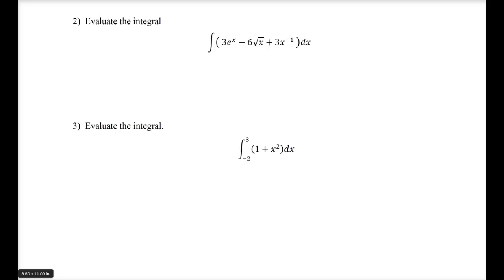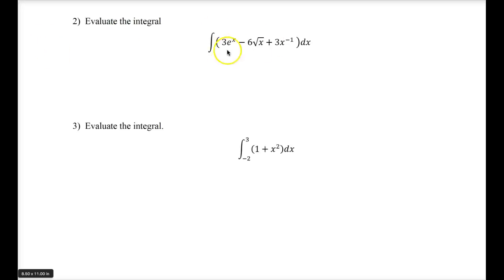All right, so for the next two problems, for number 2, we want to evaluate the indefinite integral of 3 times e raised to the x minus 6 times square root of x plus 3 times x raised to the negative 1. And for the third problem, we want to evaluate the definite integral of 1 plus x squared from negative 2 to 3.